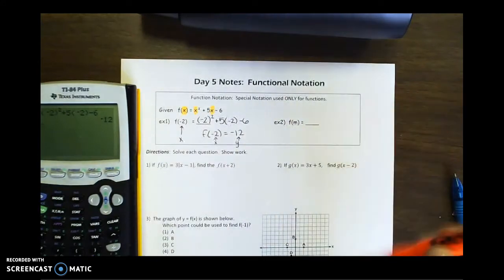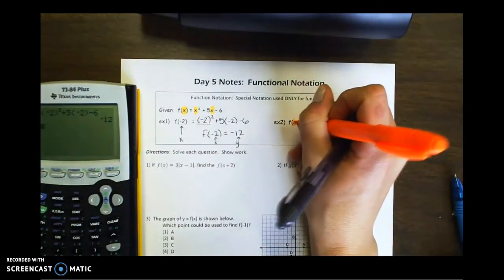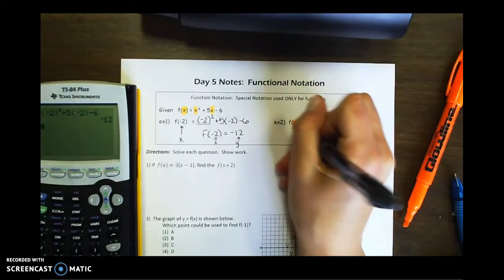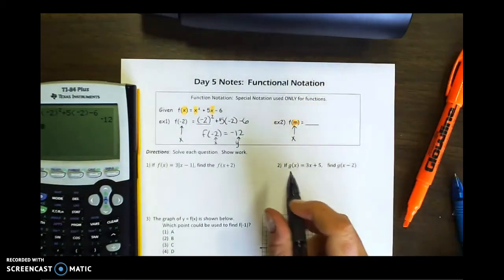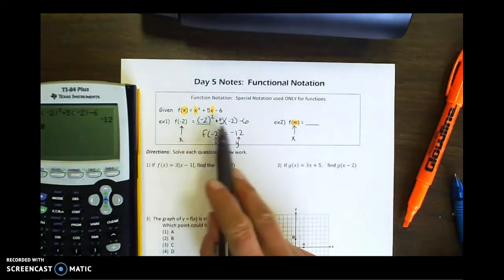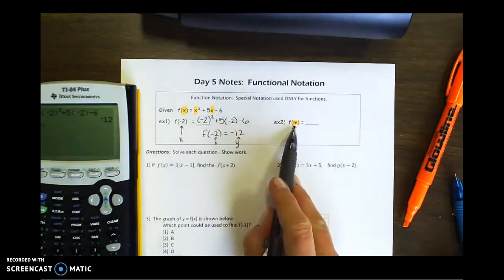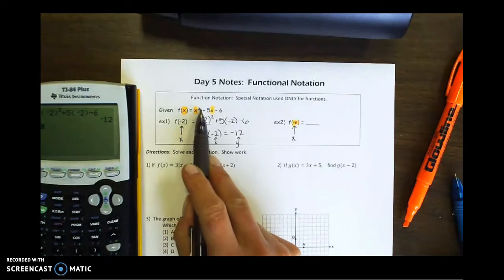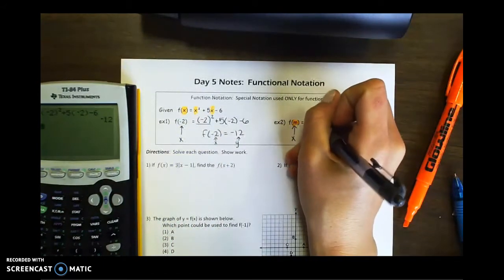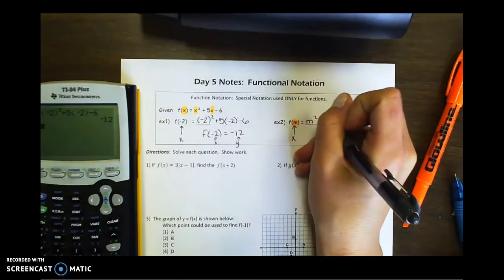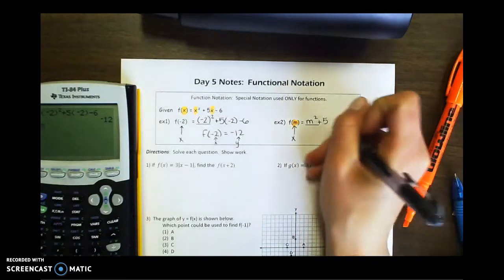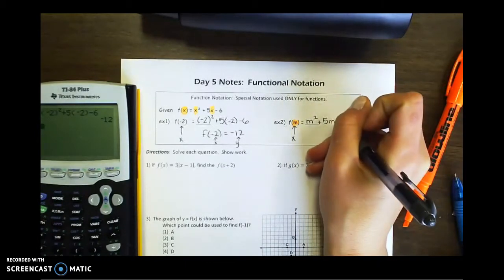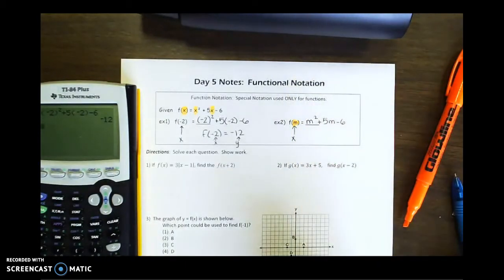Now they have f of m. Now they put an m in the parentheses, so that's going to be my x. So what I'm going to do is the same thing we did, but instead of putting in -2 for all the x's, now I'm going to substitute in an m. So if I go back to the original, it's x squared, so I'm going to replace that with an m squared plus 5. Now instead of x, we're going to put an m minus 6. And that's it. That's as far as we can go.